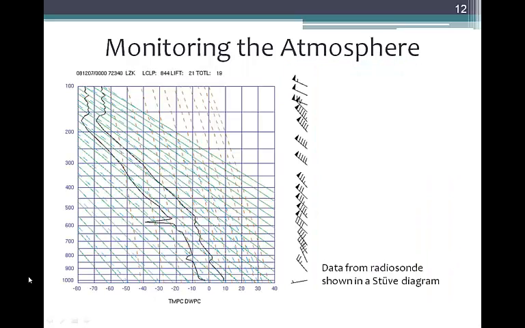The data that comes from the radiosonde is often plotted on a Stuve diagram like you see here that shows the height of the atmosphere. So as the radiosonde lifts up into the atmosphere, it relays its different data back to the ground. So information about wind speed, wind direction, temperature, pressure, and so on.